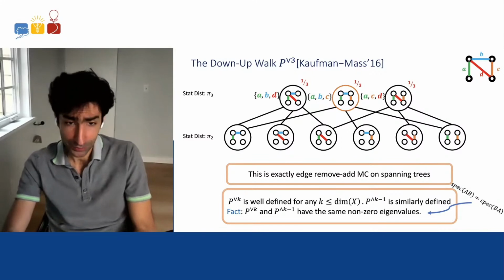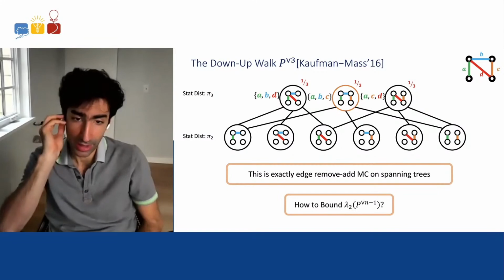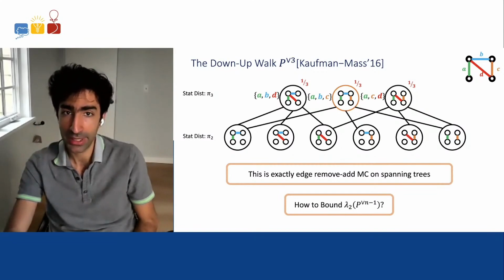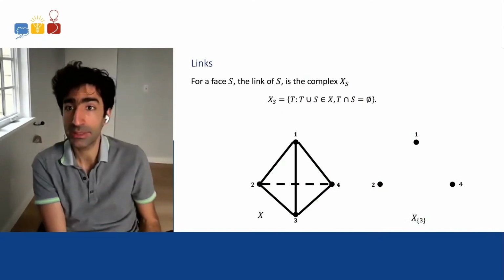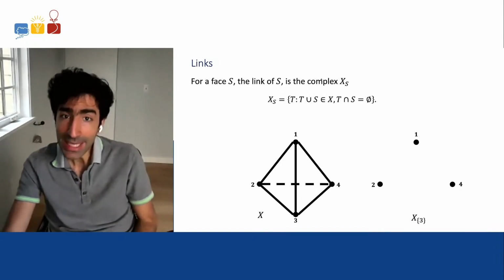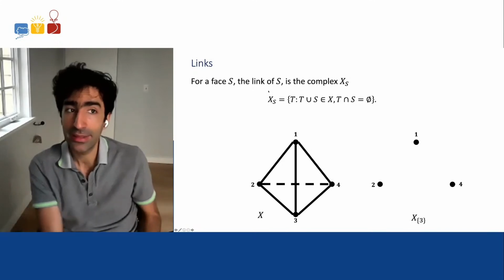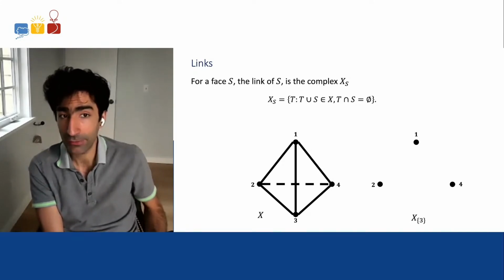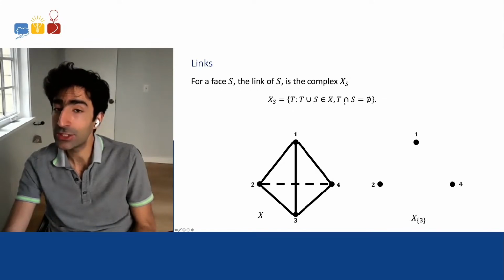Okay, so having this in mind, I want to now tell you how to bound the second eigenvalue of a down-up walk at level n minus 1. I need one more definition, a definition of links and the corresponding matrices. So let's say you have this simplicial complex X, and let's fix a face S. I want to study the link of the face S. So what is this link? It is the set of all sets T such that T union S is a face of my simplicial complex, and T is disjoint from S.